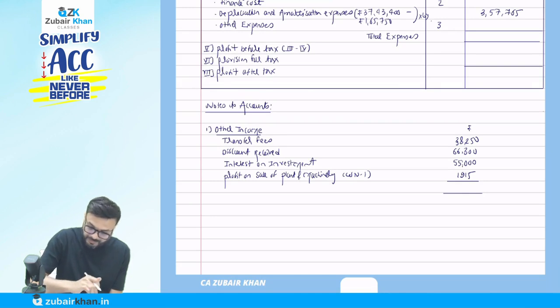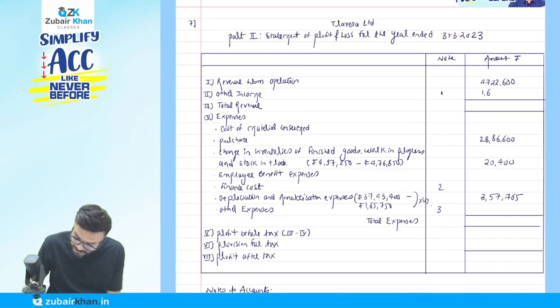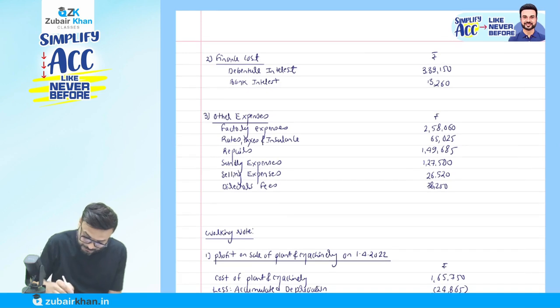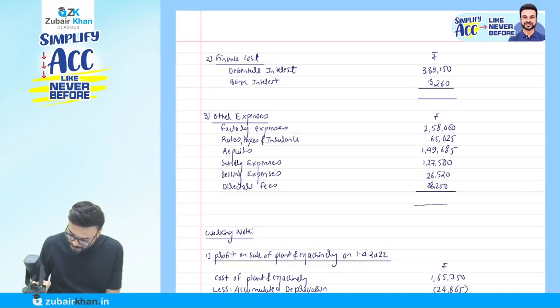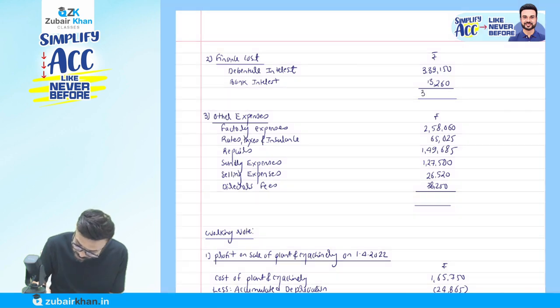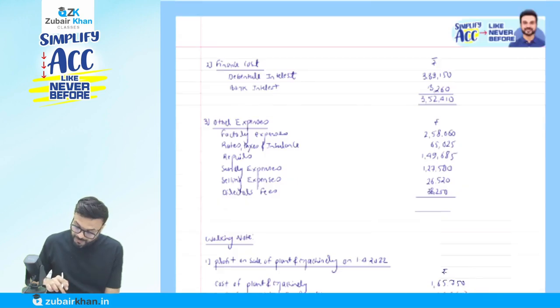38,250 plus 66,300 plus 55,000 plus 1915. That is coming to 1,61,465. There is no cost of material consumed; change in inventory we have written there. Now finance cost: 3,39,150 plus 13,260. That is coming to 3,52,410.